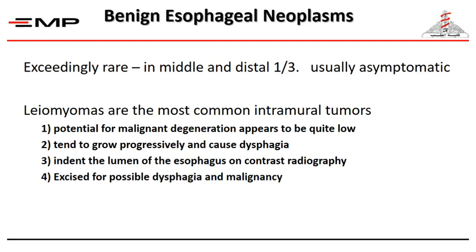To start with benign esophageal tumors, they are rare, occurring mostly in the middle and distal third of the esophagus, and usually asymptomatic. Leiomyomas are the most common intramural tumors. They tend to grow progressively and cause dysphagia. It appears as indentation of the lumen of the esophagus by contrast study, and it should be excised if the patient presents with dysphagia and for the potentiality of malignant degeneration.